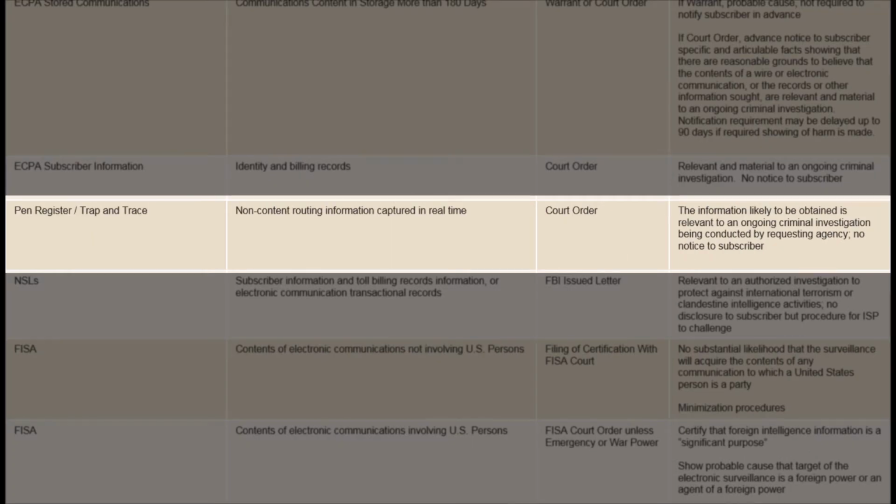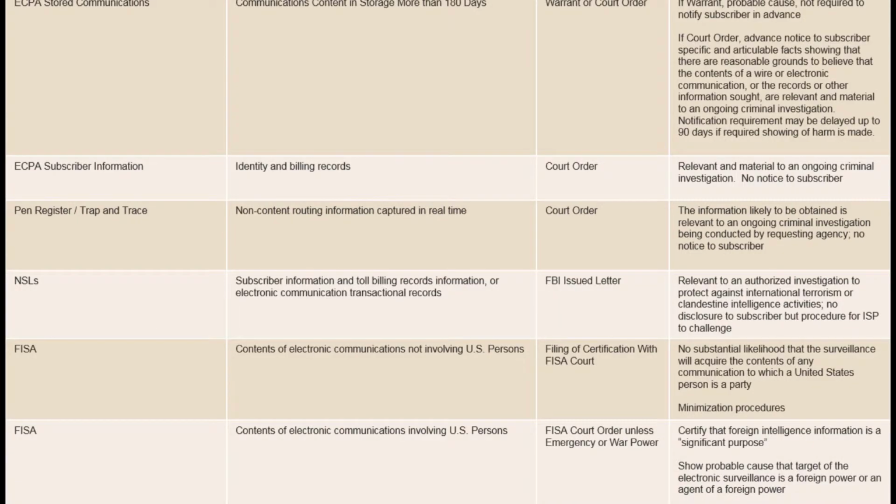The pen register and trap and trace statute relates to obtaining non-content routing information in real time. So the ECPA is information that is in storage. Wiretap is the contents of information in real time. Pen register, trap and trace is non-content routing information in real time.